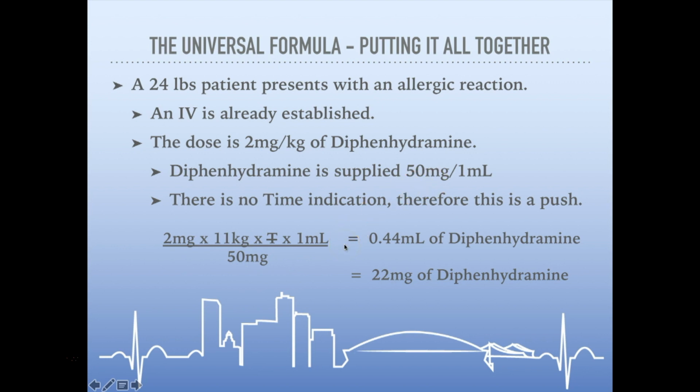When we calculate that, you'll see that our volume, to make sure that our patient gets the correct amount of diphenhydramine, is 0.44 milliliters, and that our total desired dose, once we multiply our desired dose by our weight, is 22 milligrams.